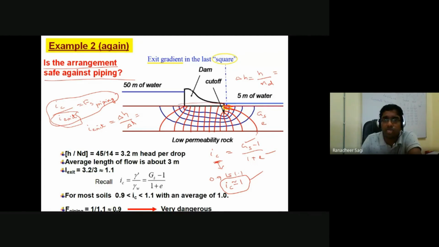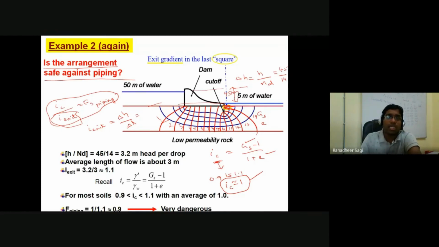So in this particular problem, the total head loss we have is 45 meters. So 45 by the number of potential drops. Let's say the number of potential drops, if I want to calculate from this equipotential line to this equipotential line, it is 1 drop, second drop, third drop, fourth, fifth, sixth, 7, 8, 9, 10, 11, 12, 13, and 14 drops. So Nd value here is 14. So delta H I have got.